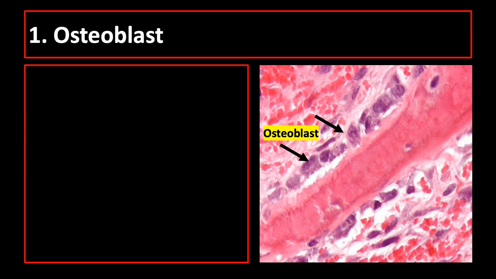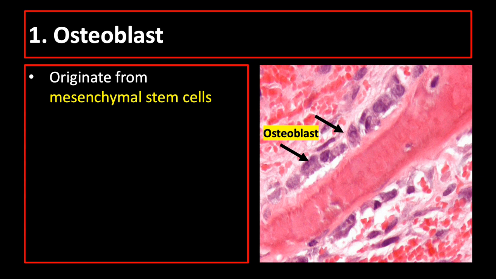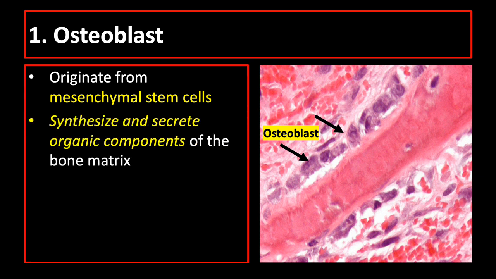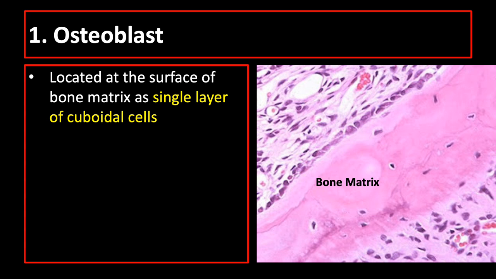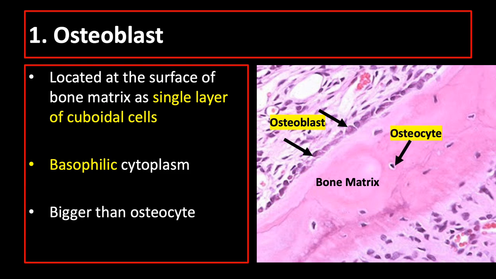First is osteoblast. Osteoblasts originate from mesenchymal stem cells. One of its functions is that it synthesizes and secretes organic components of the bone matrix. Organic components include type 1 collagen, proteoglycans, and glycoproteins. Osteoblast is located at the surface of the bone matrix as a single layer of cuboidal cells. It has basophilic cytoplasm and is bigger than osteocyte.